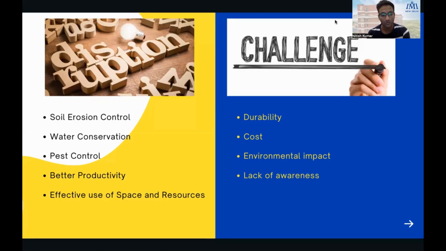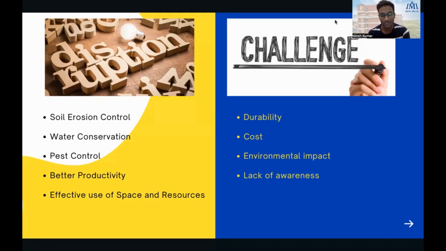Now another is pest control. Traditional agricultural practices often rely on very toxic chemical pesticides, which can be harmful for the environment as well as for human and animal health. So agrotech textiles are designed to provide a physical barrier against pests, reducing the need for chemical pesticides. This can help by reducing agricultural environmental impact and promote sustainable farming practices.